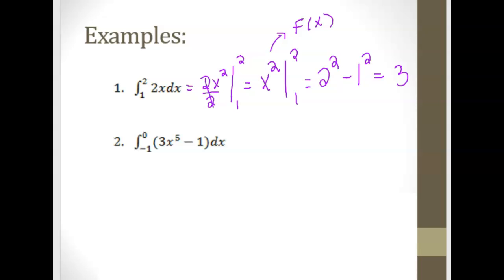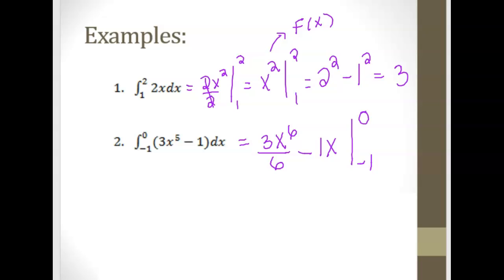So now you think of it as multiple parts. The antiderivative of 3x to the 5th becomes 3x to the 6 over 6 minus 1. So you get an x back, because it becomes x to the 1 over 1, from 0 to negative 1. Then minus x. The derivative of x is 1, so the reverse of that, the integral of 1 is x.